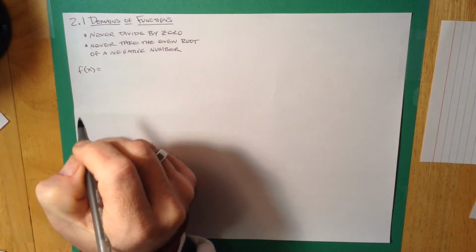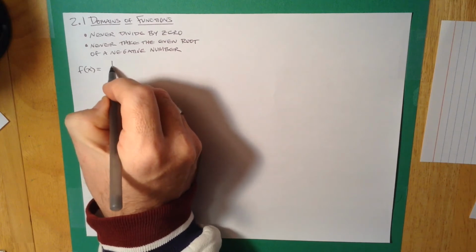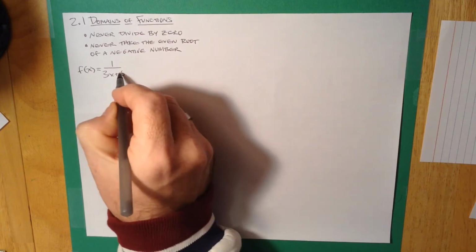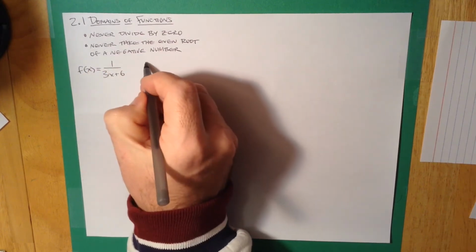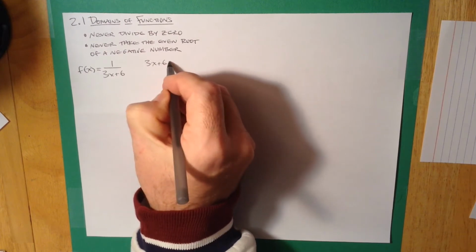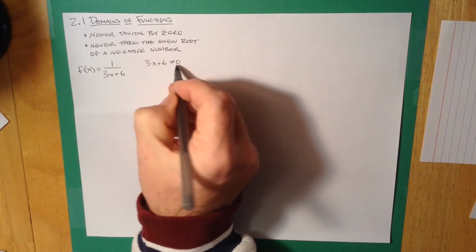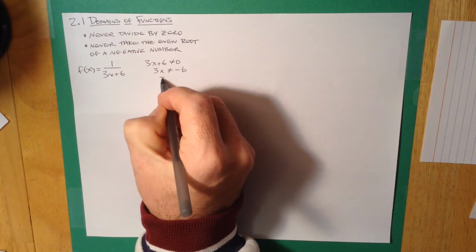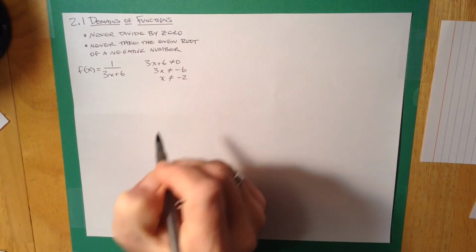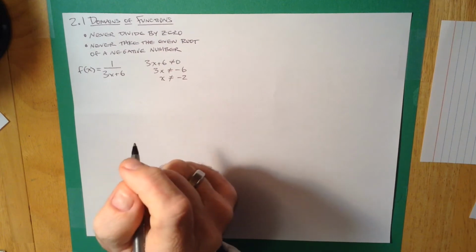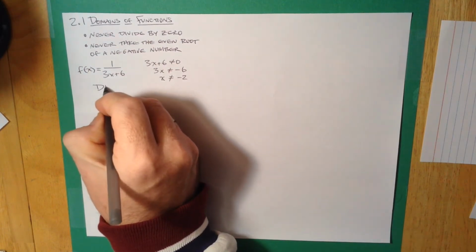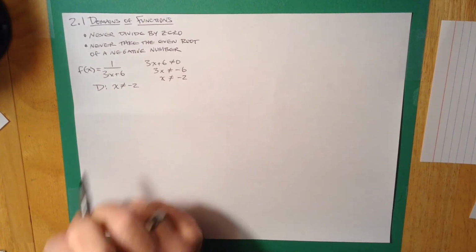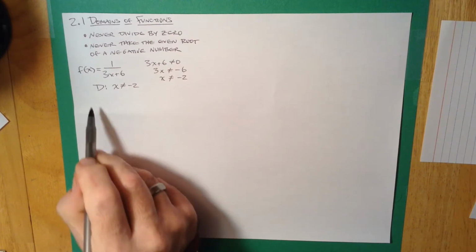Let's suppose we have a function that maps the input of x to 1 over 3x plus 6. Well, here's the case of the denominator. We've got to make sure that 3x plus 6 is never equal to 0. So we're going to subtract 6 from both sides, and we're going to divide by 3, and so we get negative 2. So in the domain of this particular function, we've got to make sure that x is never equal to negative 2. Alright? Got to be sure that the denominator can never be equal to 0.